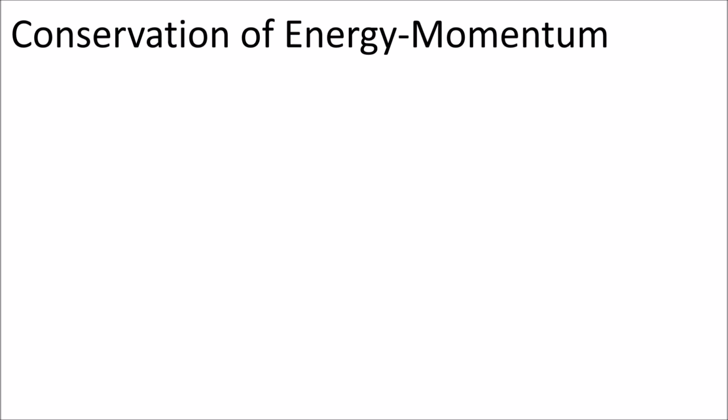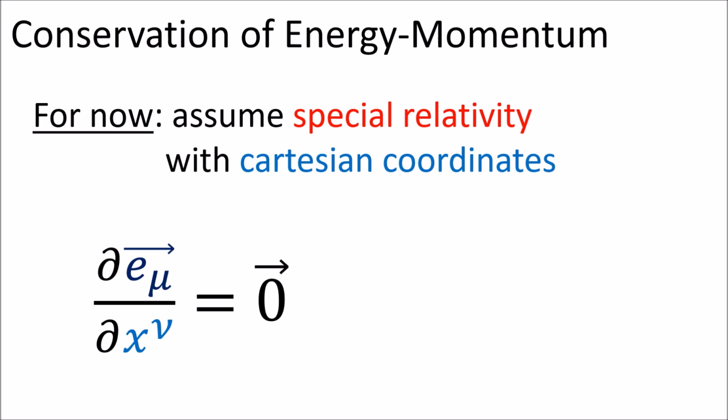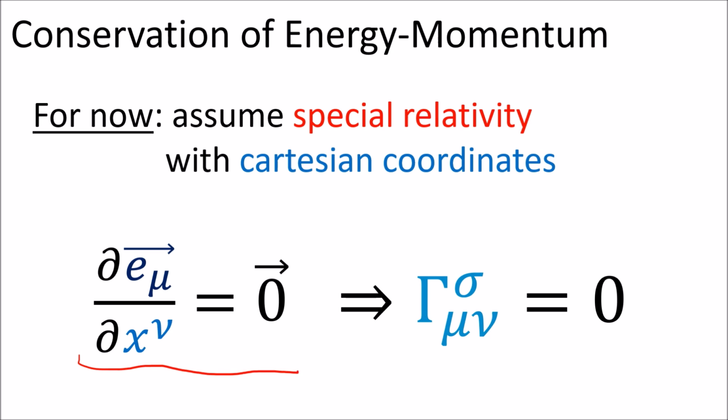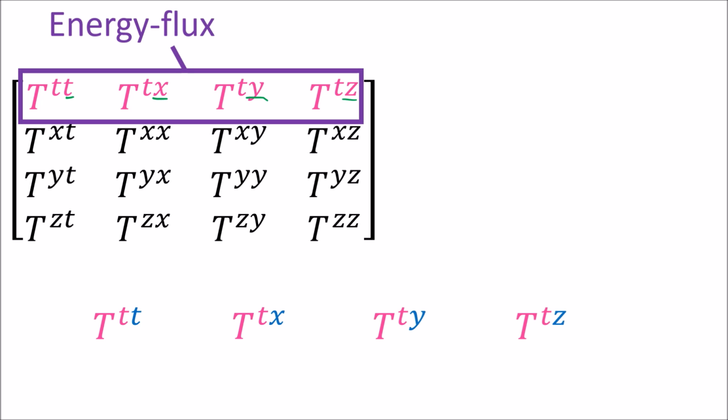It turns out that we can express the laws of conservation of energy momentum by taking derivatives of the energy momentum tensor. For now, let's pretend we're working in special relativity in standard Cartesian coordinates so that we don't have to worry about the connection coefficients in our derivatives. Let's take the components in the top row of the energy momentum tensor. These tell us the flux of the time component of momentum, or energy, through various boxes in each coordinate direction.